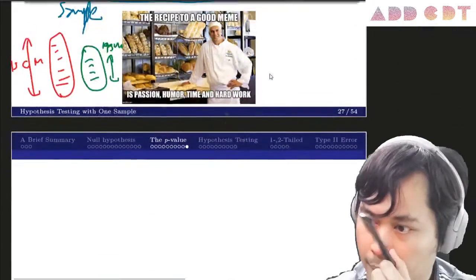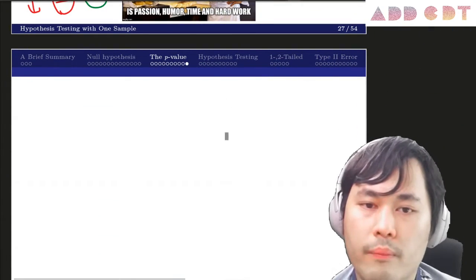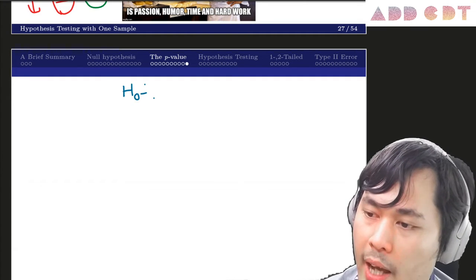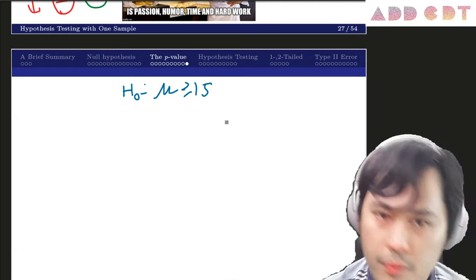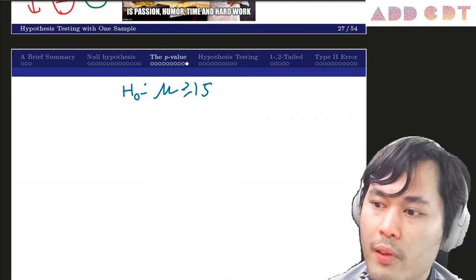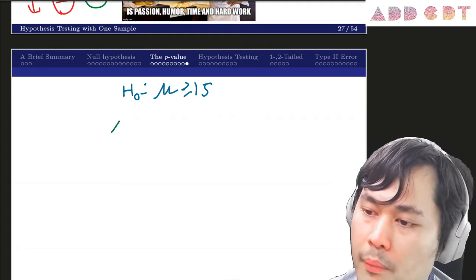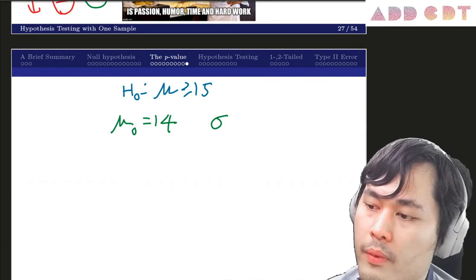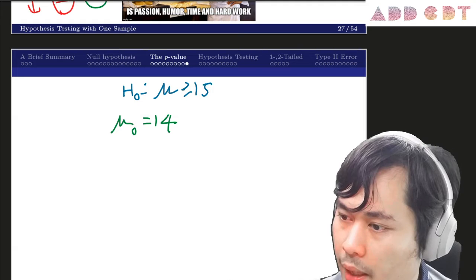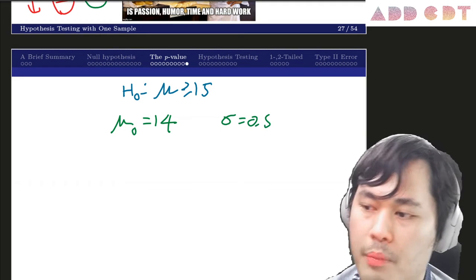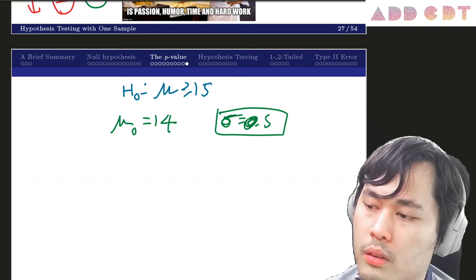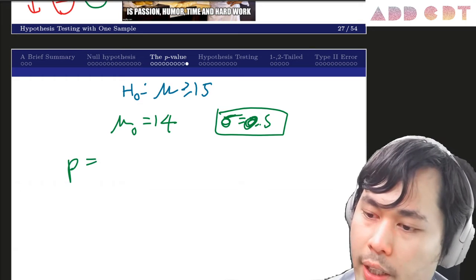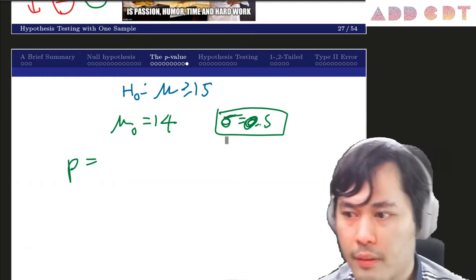Right. So just from that number, we can then get some values. We first have to state our null hypothesis here. In this case, he believed that mu is at least 15. He believed he is right. And from our single sample, we get a sample mean of 14. And we know that the standard deviation is 0.5. And so we can compute the p-value. The answer is going to be the area to the left of that point.